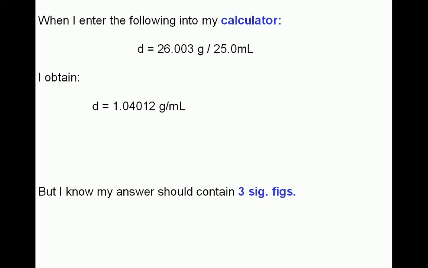So when I entered the numbers that I used to calculate the density in the previous example into my calculator, I obtained quite a long number. This number has 1, 2, 3, 4, 5, 6 digits, but I said that my answer should contain 3 significant figures. So what do I do with all of these other digits here? Well, what I need to do is round off in some way to include the information that's contained in these 3 digits. So what do I do with these numbers? Well, I have to round off.